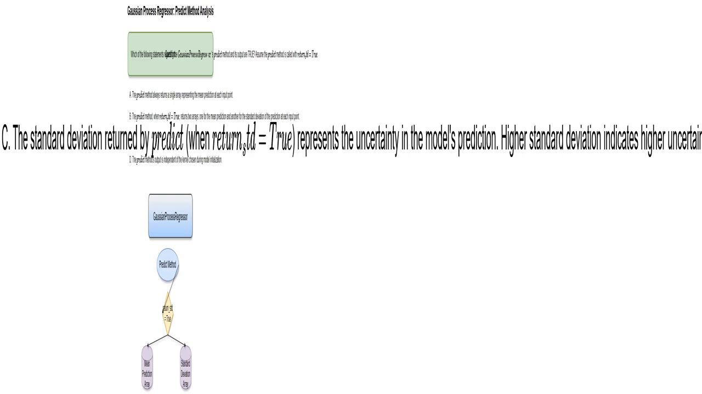That's right. The standard deviation is a measure of uncertainty. A higher standard deviation means the model is less confident in its prediction. It's a useful measure of how much the prediction might vary.